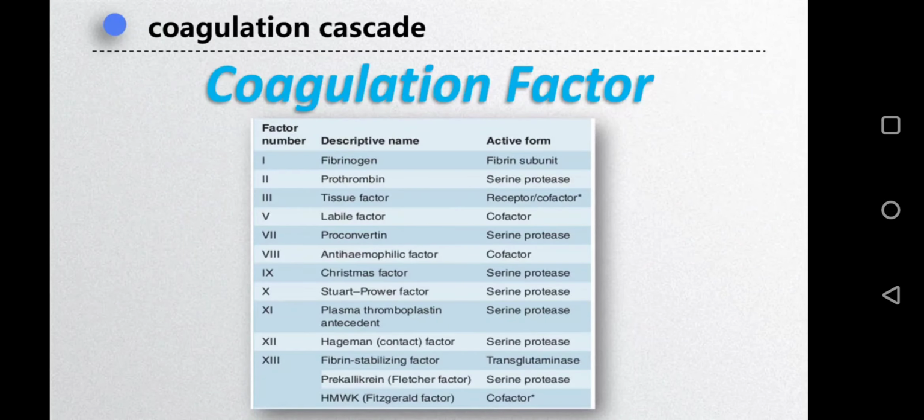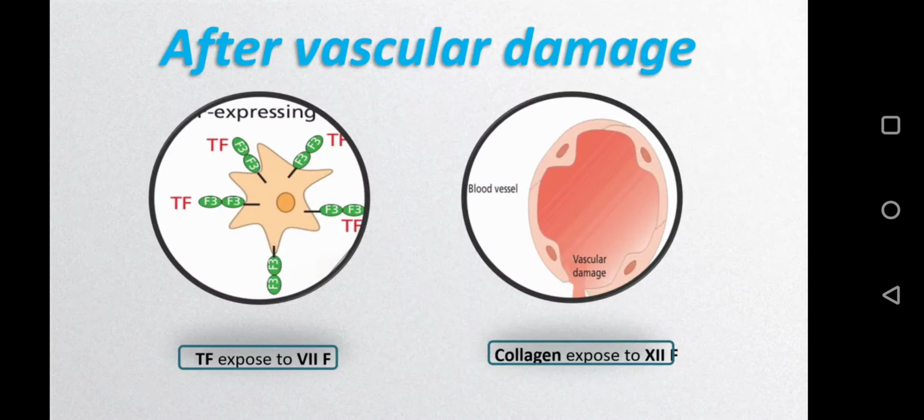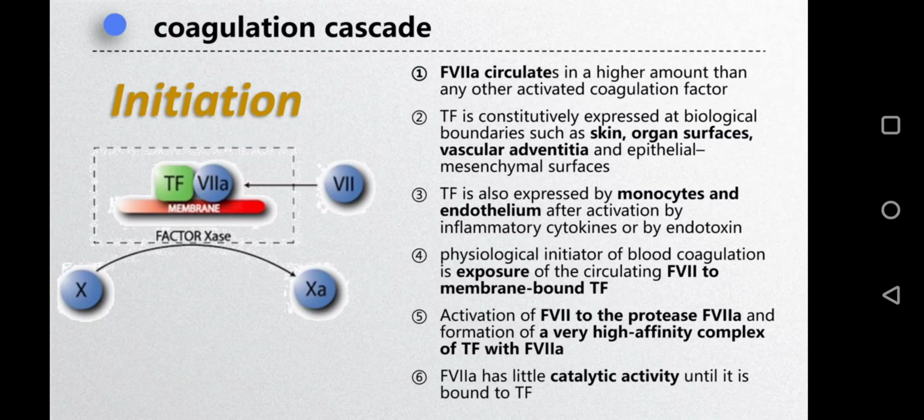Now let's go to the coagulation cascade. After platelet aggregation and release, the exposed membrane phospholipid platelet factor 3 is available for two reactions in the coagulation cascade, extrinsic and intrinsic. So this is the table of the whole coagulation. After the vascular damage, tissue factor is exposed to factor 7, collagen is exposed to factor 12, and they start the coagulation cascade. Now, please look at this page.